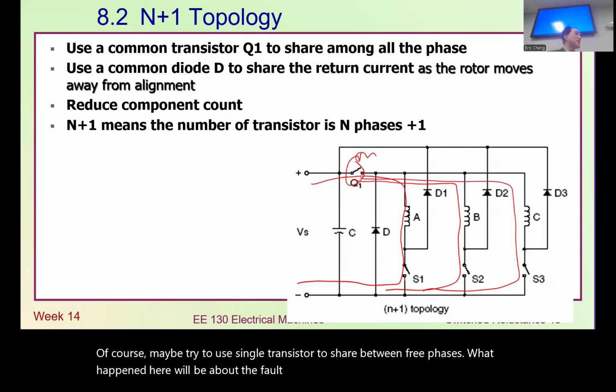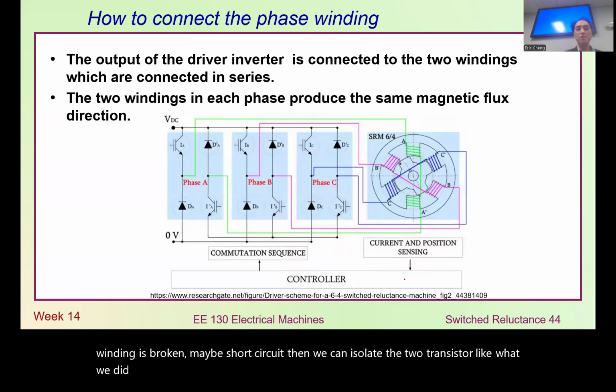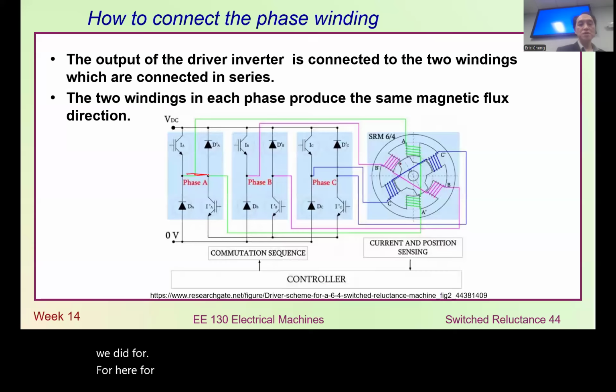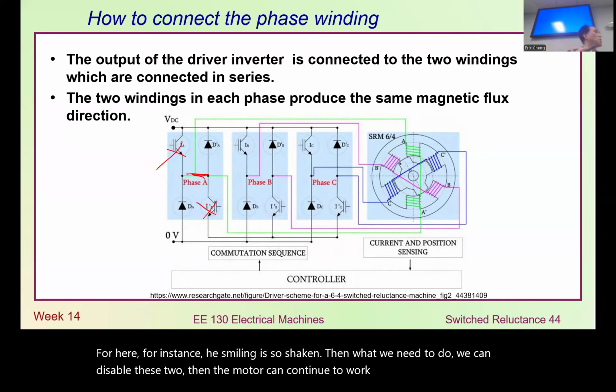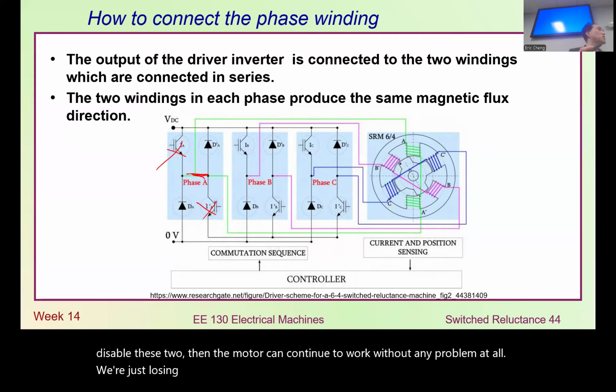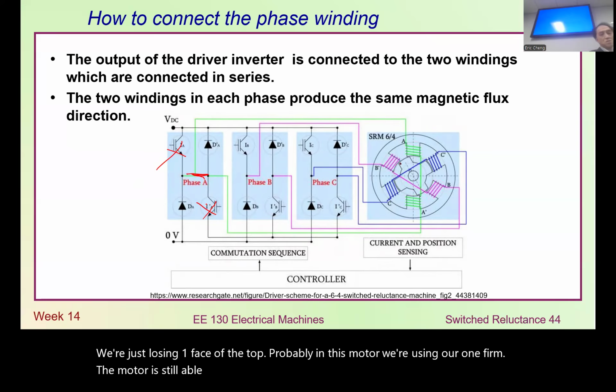I mentioned before that in case one winding is broken, maybe short circuit, then we can isolate the two transistors like what we did here. For instance, if this winding is short circuit, then we can disable these two, and the motor can continue to work without any problem at all. We're just losing one phase of the torque. Probably in this motor, we're losing 1/3.